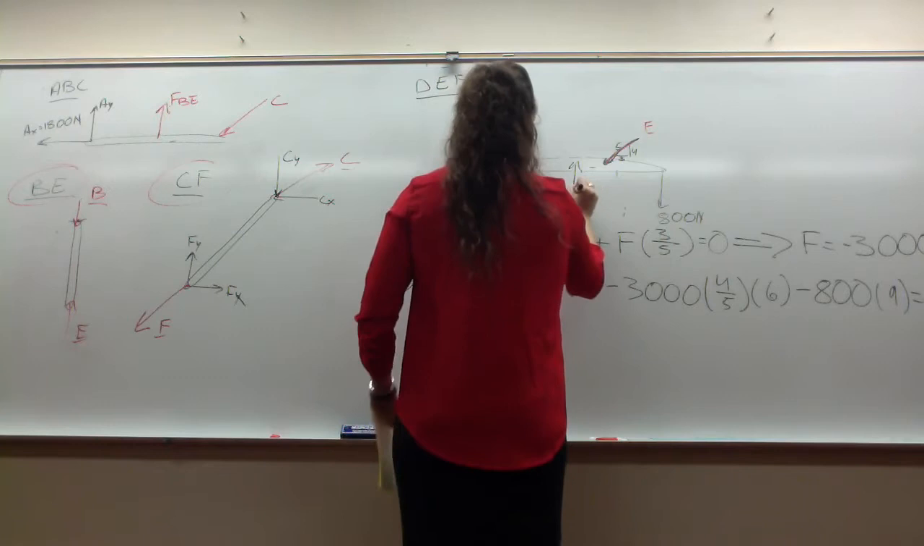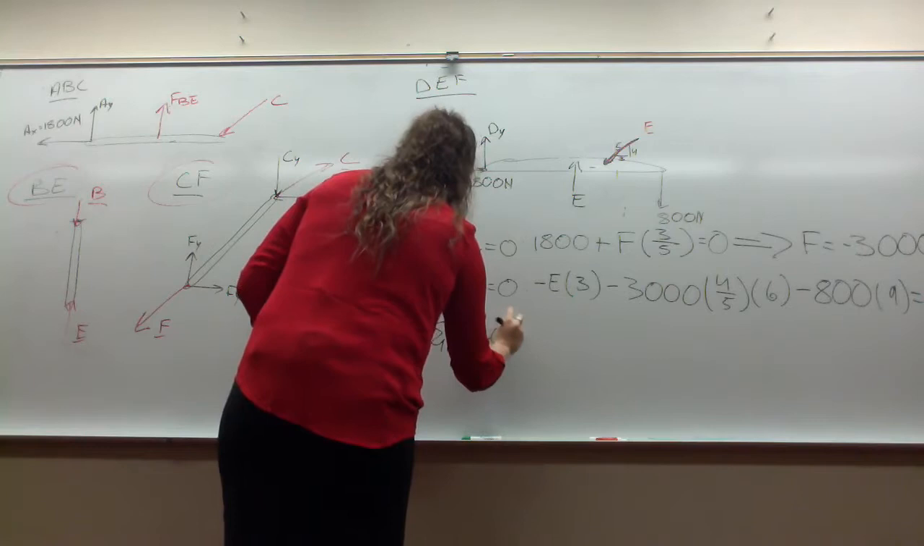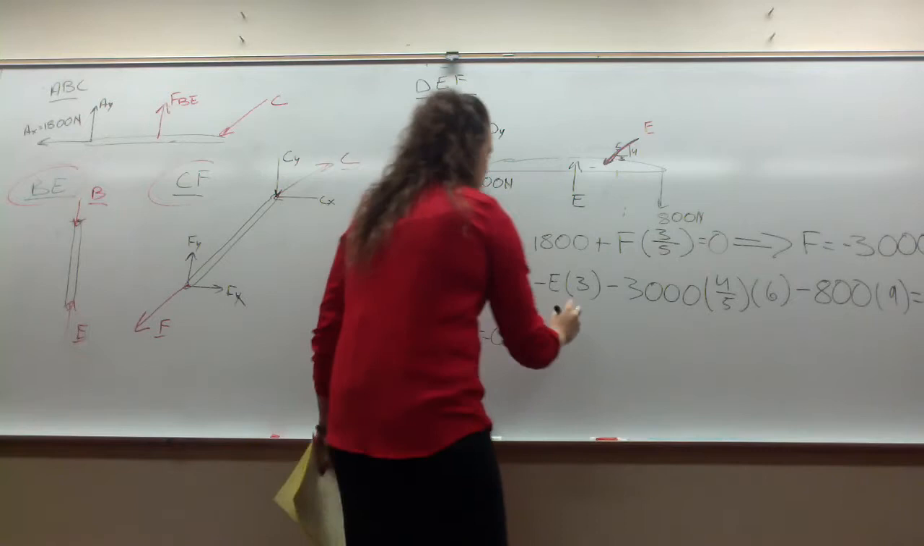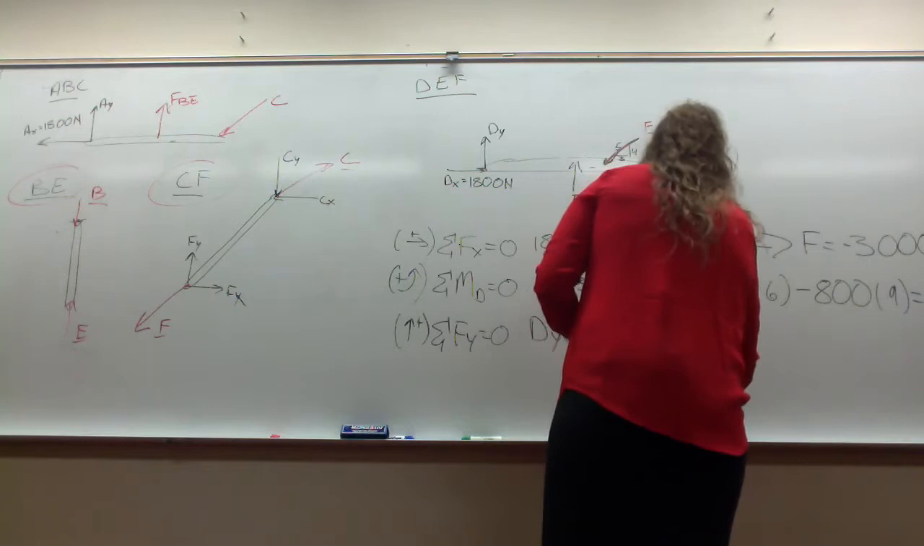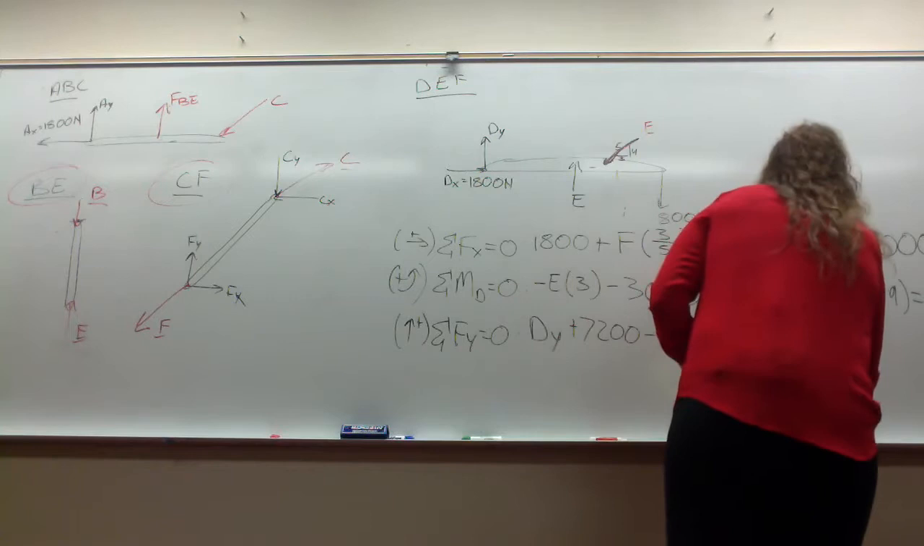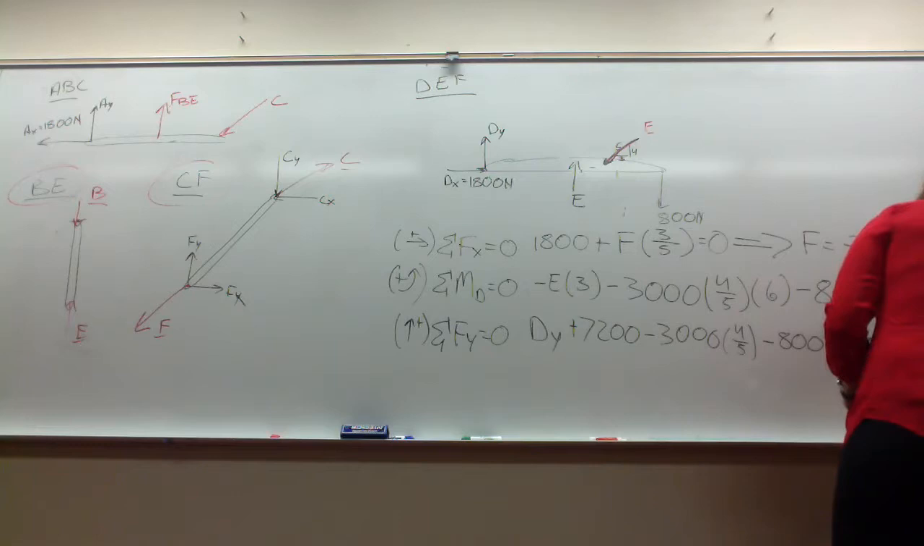Now we can apply our third equation of equilibrium. We can sum the forces in the Y. We get DY plus the force in E, minus 3,000 times 4/5, that rectangular component in the J direction, minus 800, and that equals 0. Solving for DY, I get DY equal to negative 400 newtons. So again, we've drawn it incorrectly, and there's nothing wrong with that.